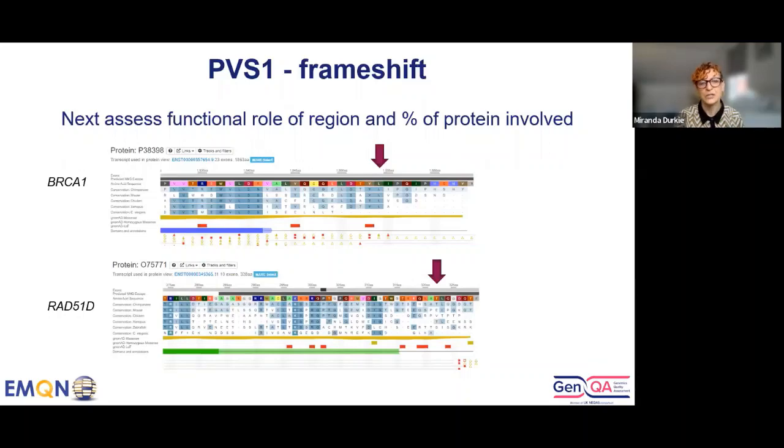So the next step in the decision tree is to assess what the functional role of that region of the protein is and how much of the protein is involved. In both these cases, if you zoom in on Decipher, you can see that both the arrows show where the frame shift starts, and not where the truncation is. You can see in both cases, it's right near the end of the gene. You can see the X for the stop codon. And in both those cases, they are not functional domains, and they are very poorly conserved. Particularly for BRCA1, you'll notice that 68 amino acids downstream actually means that this variant is a protein extension variant, which I'll come back to.